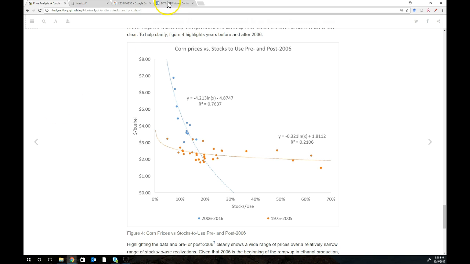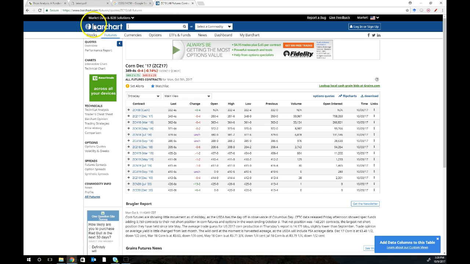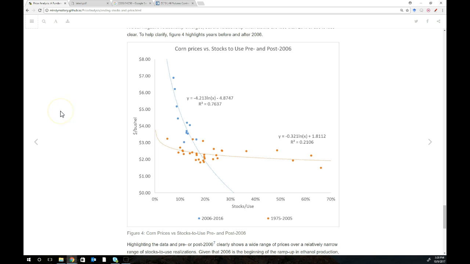Let's come over here to barchart.com. I've got here the corn futures forward curve, and we see that expected prices as of today for the next marketing year are well above $3. So we would have to say, okay, do we believe that this trend line is an accurate representation of reality? If so, then we should be expecting prices to fall significantly from what they currently are.